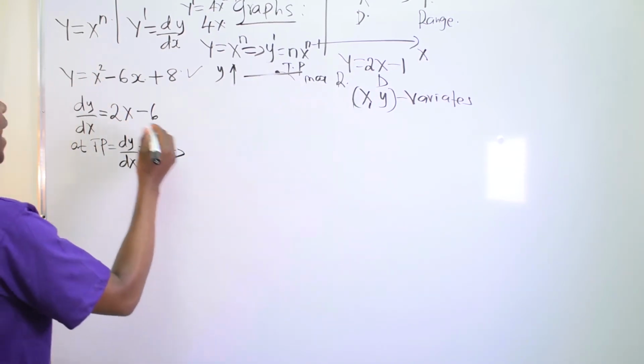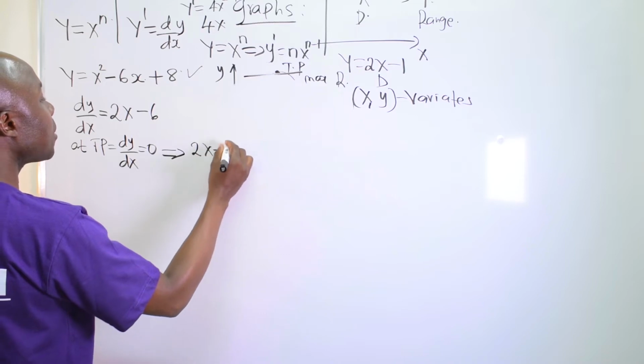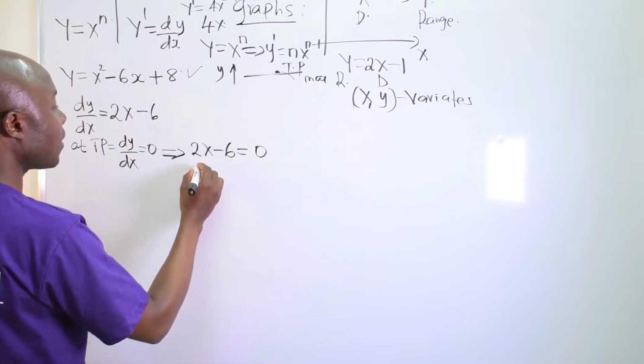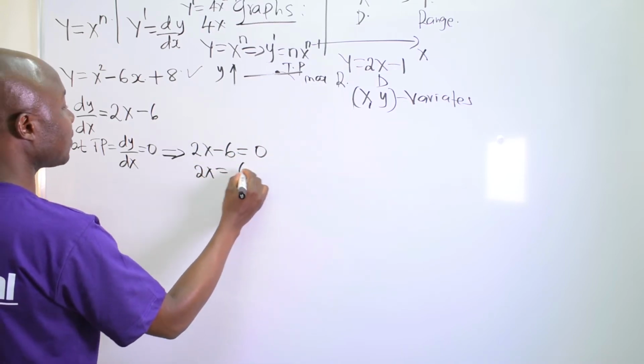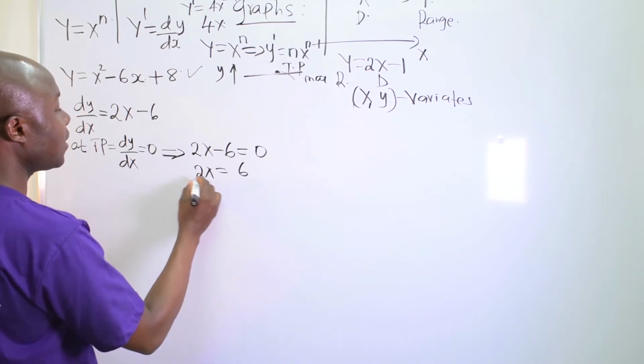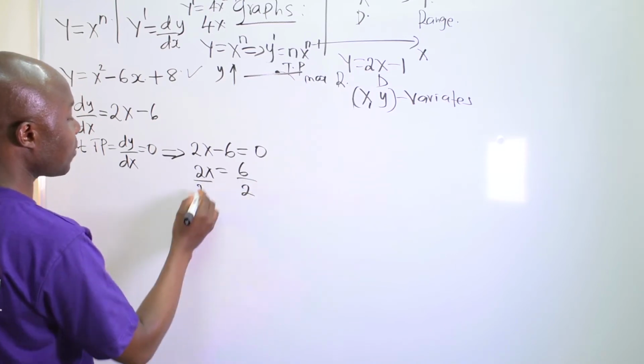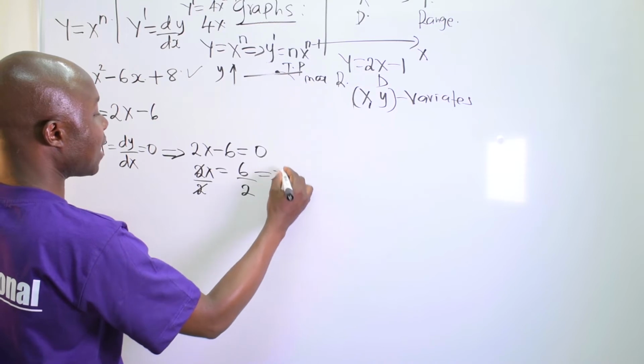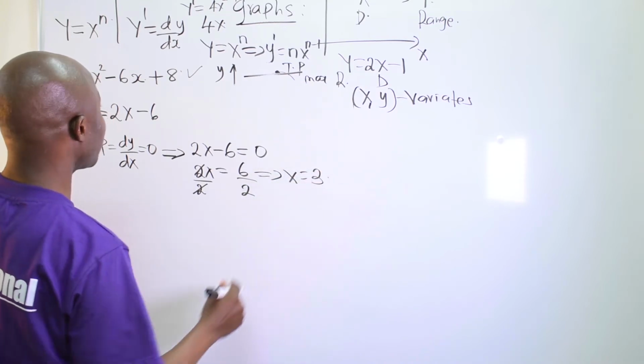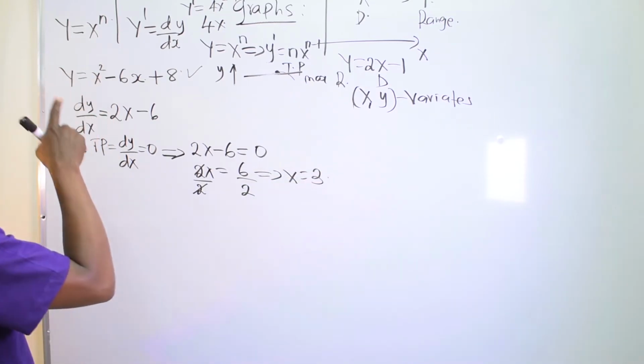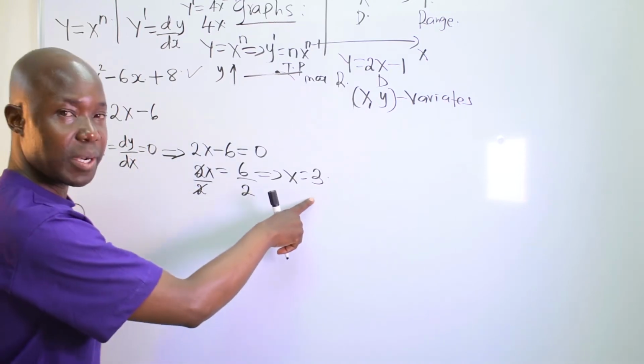So we are going to take our 2x minus 6 is equal to 0. Then 2x becomes 6. We do the additive inverse. Divide both sides by 2, which cancel. This implies our x is 3. So it implies at the turning point, the x will be 3.